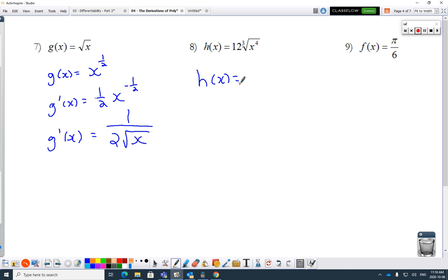Back to what we're trying to accomplish. We want x to the something. We've got a rule for x to the something. We don't care what the x to the something is, as long as it's x to the something. How do I get this back to x to the something?